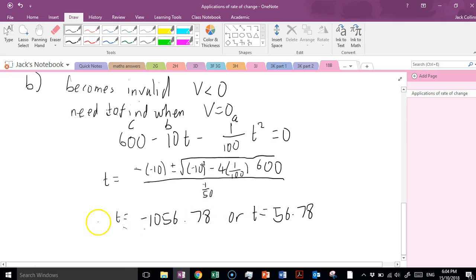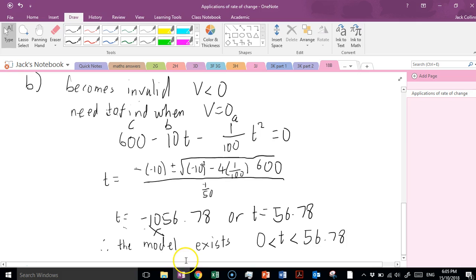This first one can't exist because time can't be negative, therefore the model exists between 0 and 56.78 seconds. I'll do one more example in the next video if you need another look, looking at question 2 in exercise 18b.